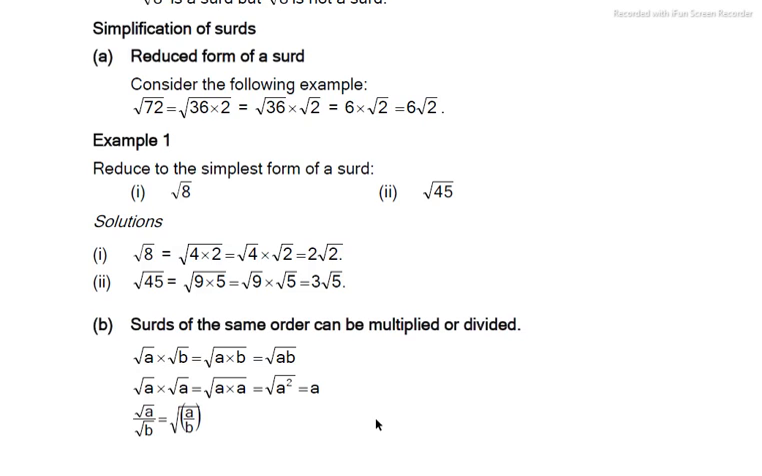We continue. We have to reduce root 8 and root 45. Those will be yours to try out.